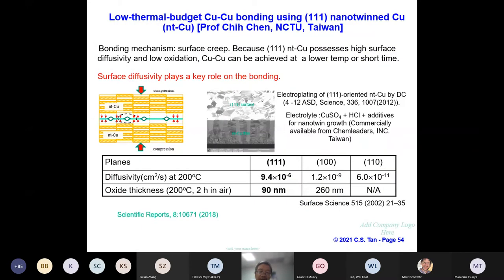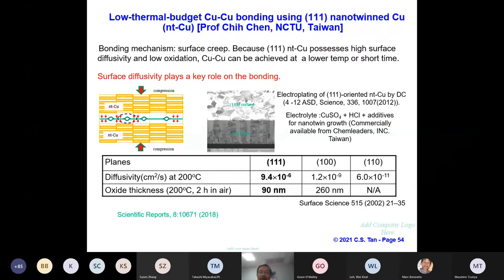Now, this is another work from one of my colleagues at National Jiao Tong University in Taiwan, Professor Chen Zhi. The idea here is to use nanotwinned copper, the 111 nanotwinned copper. First of all, you have to teach yourself how to electroplate 111 nanotwinned copper. If you are able to do that, then this nanotwinned copper is more resistant to surface oxidation. So that is a good thing.